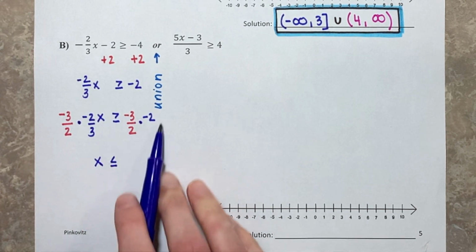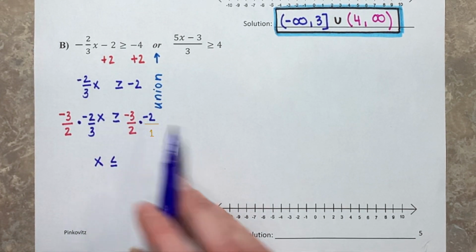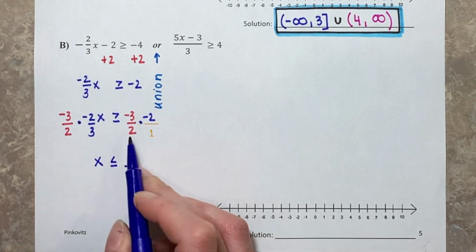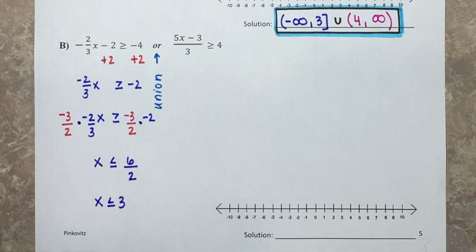And then if we multiply this, we can picture this as -2/1. And then if we multiply the numerators, we'll get a +6. And if we multiply the denominators, we'll get 2. And this simplifies to x is less than or equal to 3. If we graph this on the number line, it will look like this.